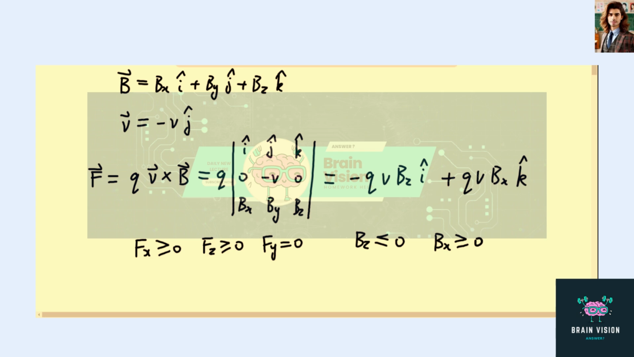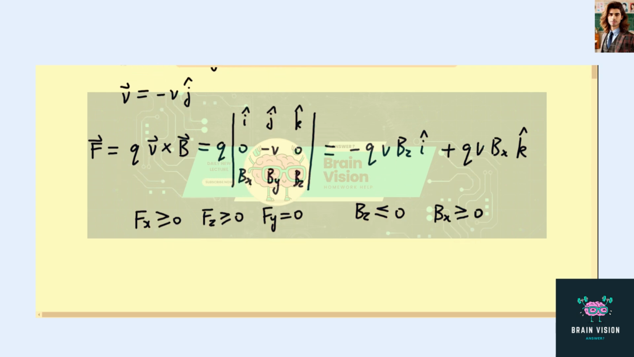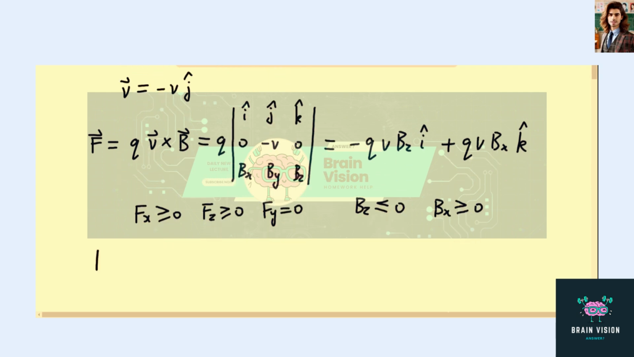And finally, for part C, if q is smaller than 0 and all the components of the magnetic field are the same and they are greater than 0, we just find out the direction and magnitude of F. So when Bx equals Bz, we can simply rewrite F as negative q v Bx.